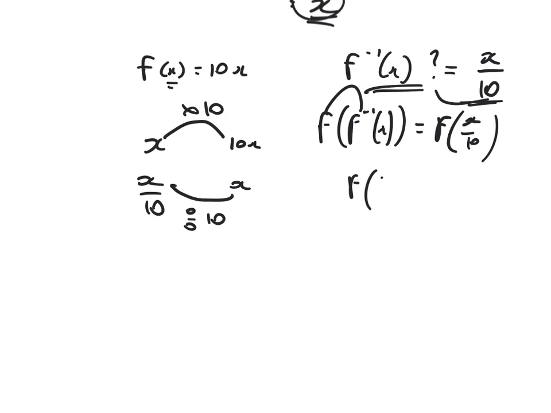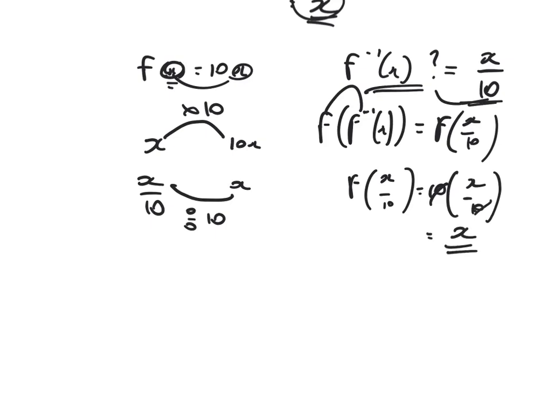The f function is whatever's in the bracket, you write it down, you multiply by 10. Those two cancel out, which gives me that result of x again. Okay, so let's try some more detailed examples.